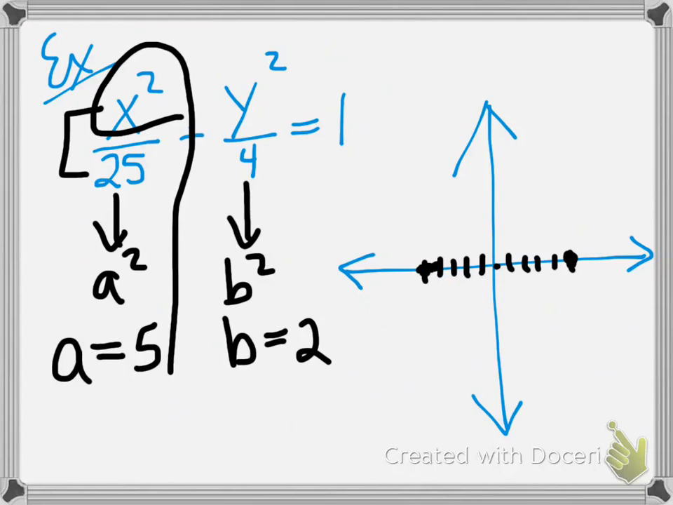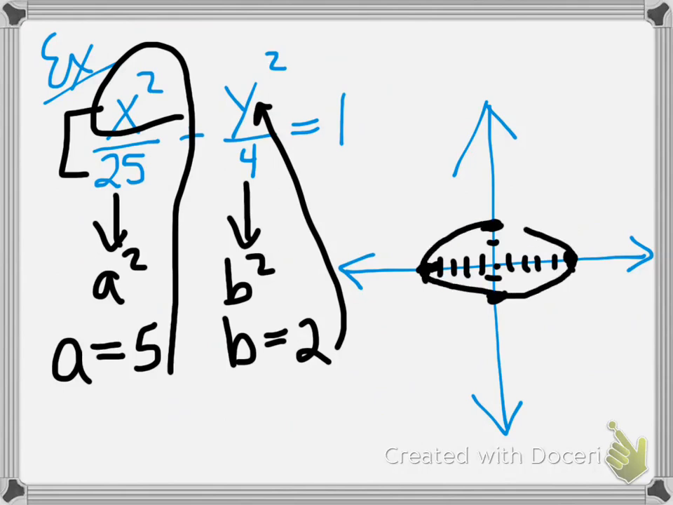And then in the B direction, which will be with Y, I'm going to go up 2 places and down 2 places. And then when I connect those 4 dots like this, I have kind of a crooked, misshapen one, but it is an ellipse. That's all you have to do to graph an ellipse. It's really awesome. It's really simple.